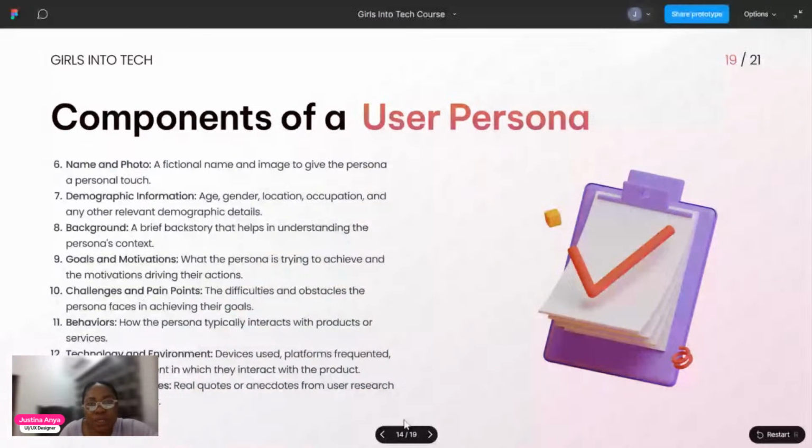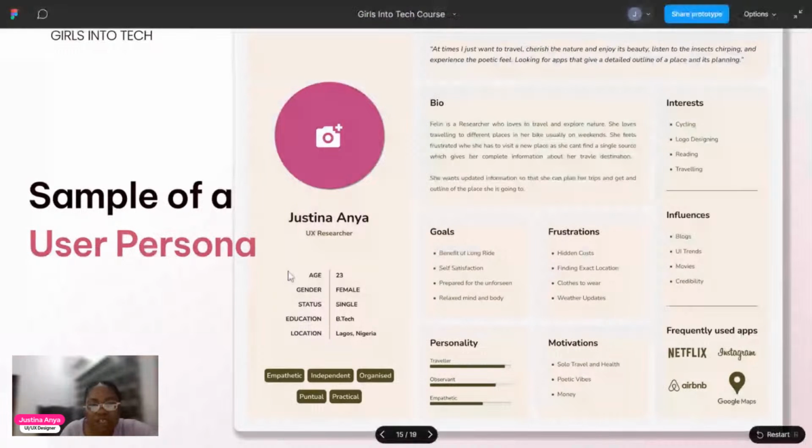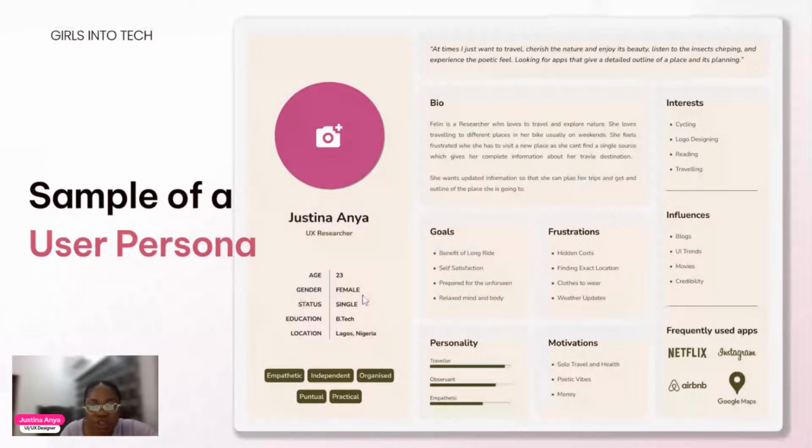So basically, we are looking at a sample of a user persona, right? So this is where your image could go. This is your quote or your anecdote. This is the bio describing who John is, or okay, Justina. So we're describing who Justina is. We are talking about her interests, her goals, her frustrations, what motivates her, personality, frequently used applications, influences. This is the demography, the age, the gender, the status, the education, location, and some personality traits, right? So this is a sample of a user persona, right?